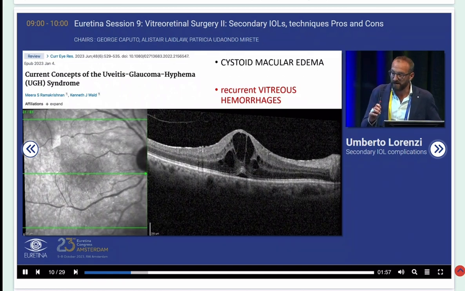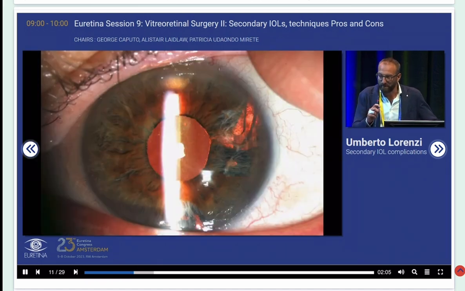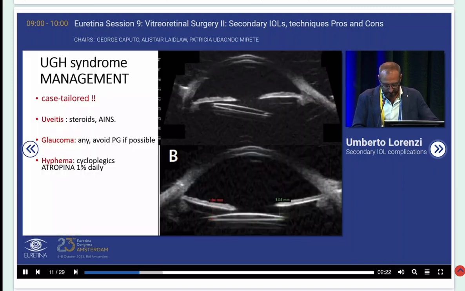Another characteristic is the cystoid macular edema that is present in almost 50% of the patients. The pathognomonic sign of UGH syndrome is the iris transillumination. And we can see that the transillumination matches exactly the optic of the IOL. This can help in making the differential diagnosis from herpetic uveitis.